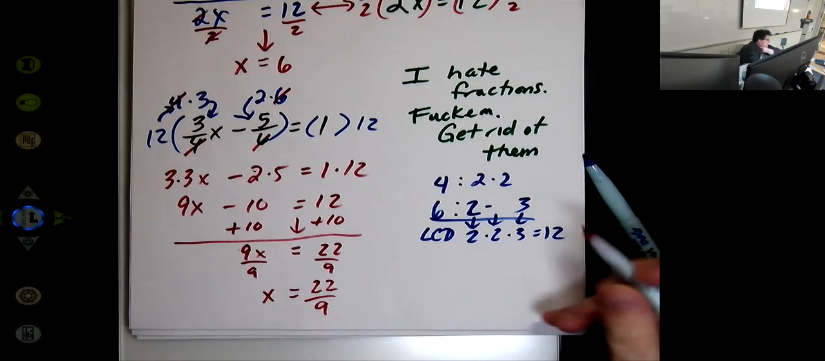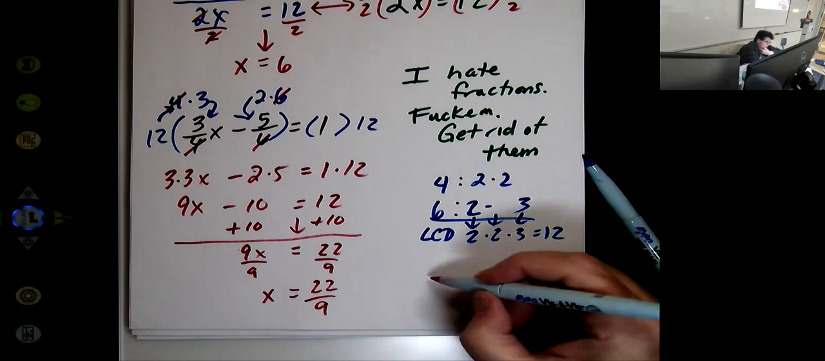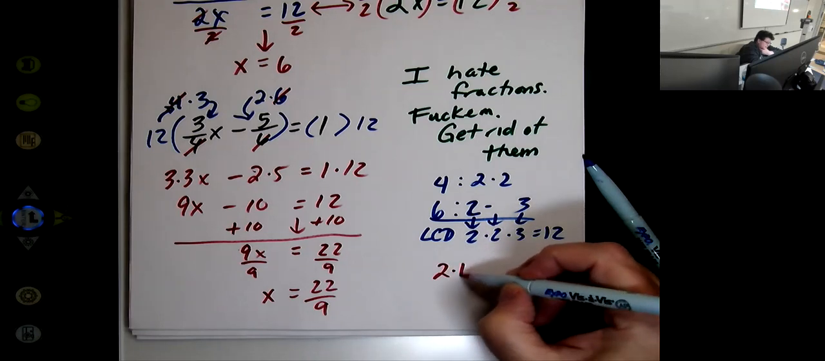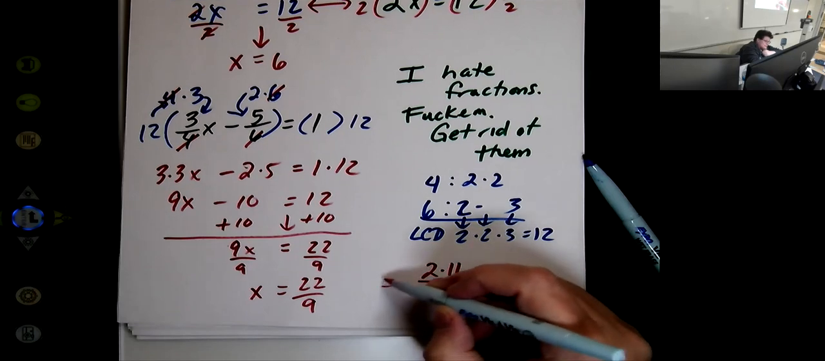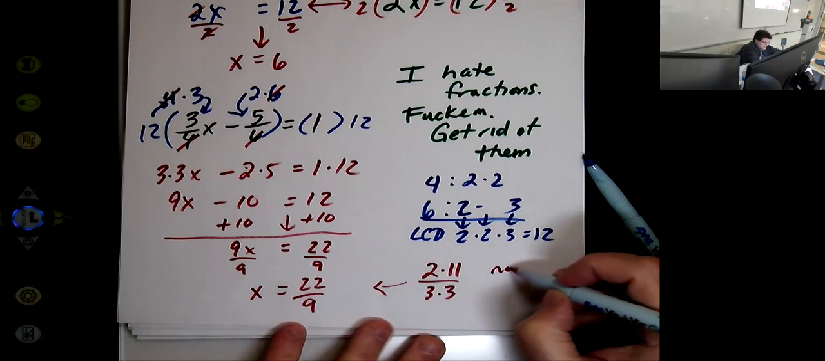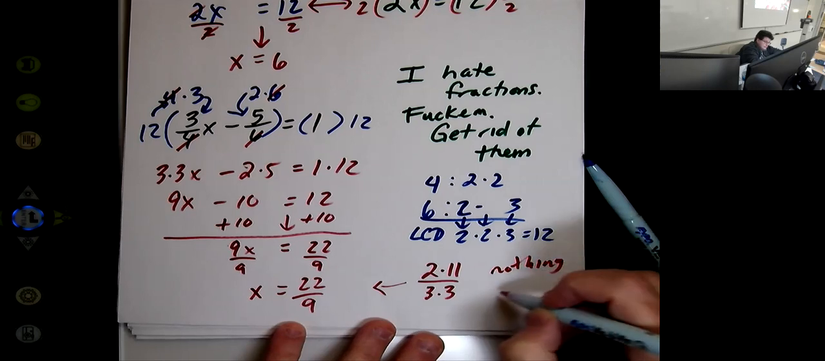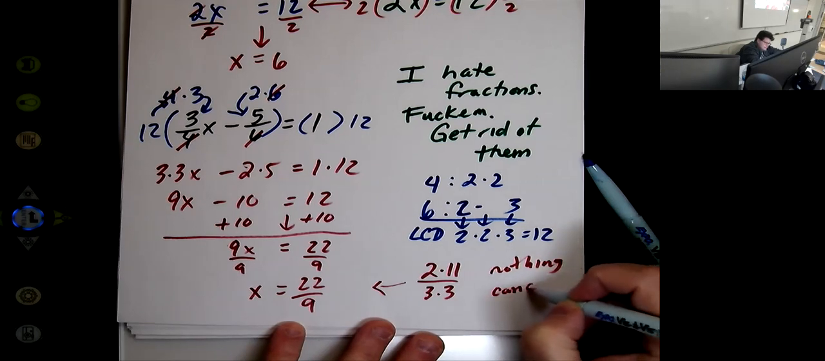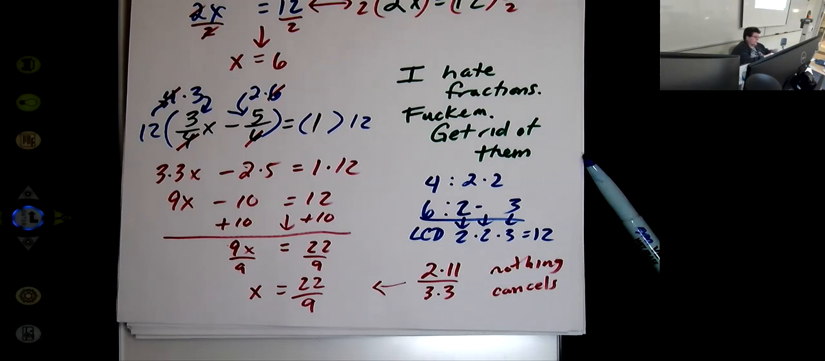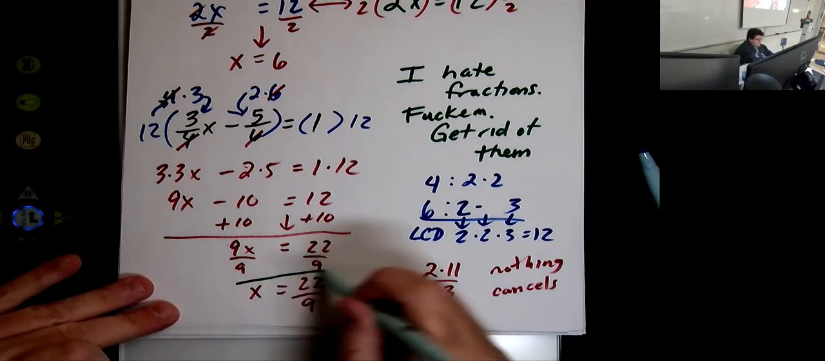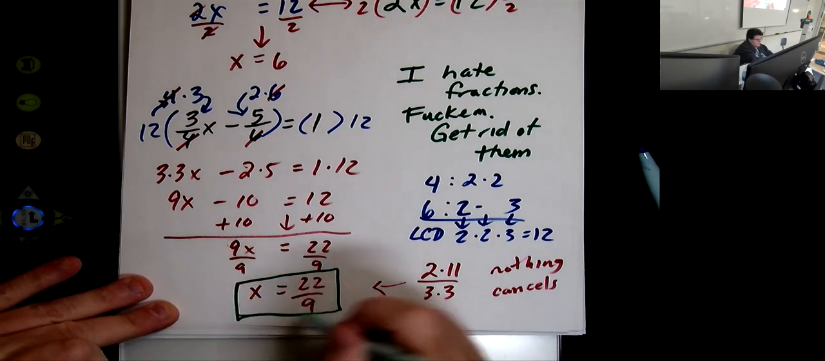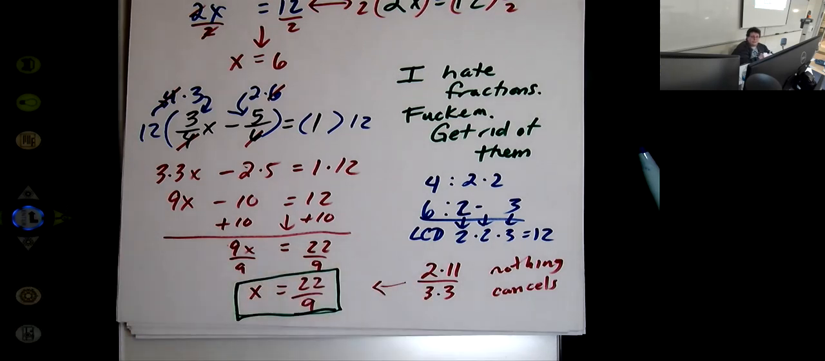I would try to see if this simplifies. 22 is 2 times 11 and 9 is 3 times 3. Nothing cancels. So I'm going to leave it as that, x equals 22 over 9. I'm not going to bother with a decimal or anything like that. It's just simple the way it is. Doesn't need changing.